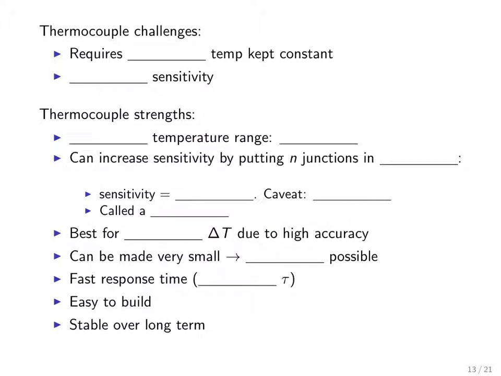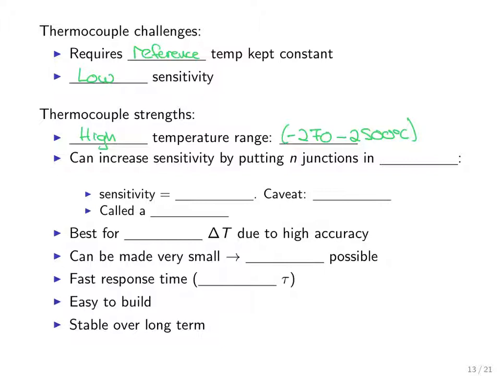There are a couple challenges with using thermocouples. The first is that it requires the reference temperature to be kept constant. And again, as I said, you have low sensitivity without amplification. But they have many strengths. One is that they have a very high temperature range, higher than any of the other devices we're talking about. You can make thermocouples that will work at minus 270 to 2500 degrees Celsius. It's an enormous range.